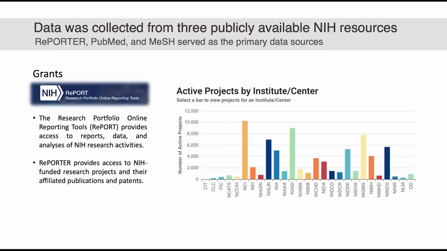The first is the RePORT tool, which stands for the Research Portfolio Online Reporting Tool. This basically provides access to reports, data, and analysis of NIH research activities and the funded projects, as well as their affiliated publications and their patents. So the way to think about this is that the National Institutes of Health, the reason it's called Institutes of Health is because there are many institutes within it. And I'm showing here along the x-axis in the chart to the right-hand side each of those institutes and the number of what's called projects within them.